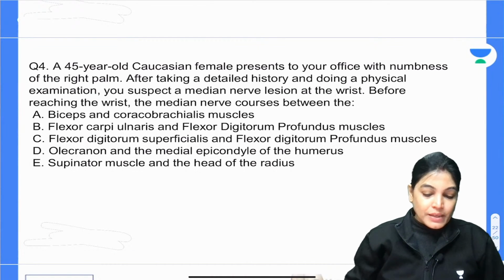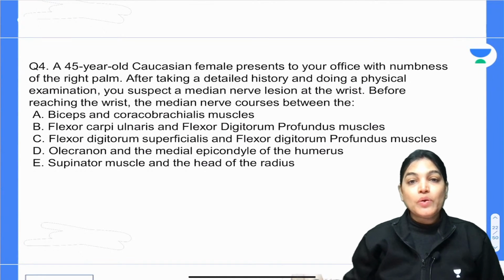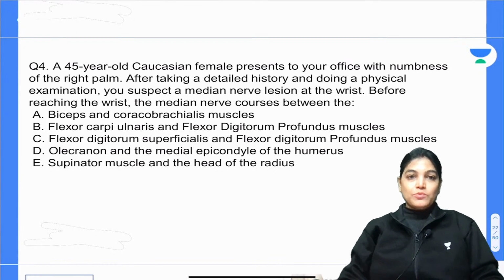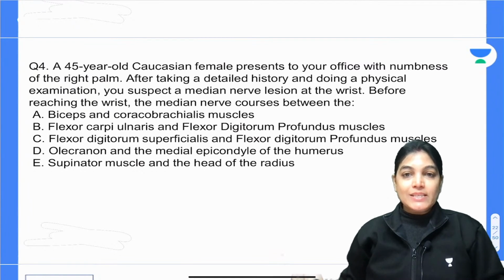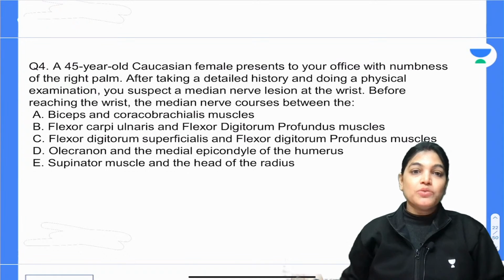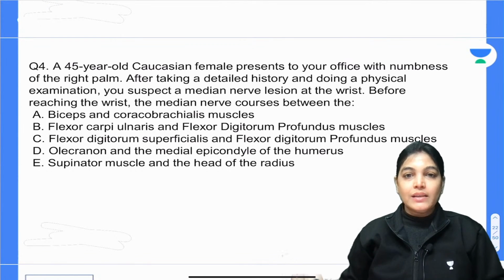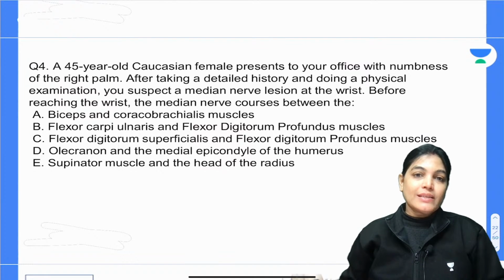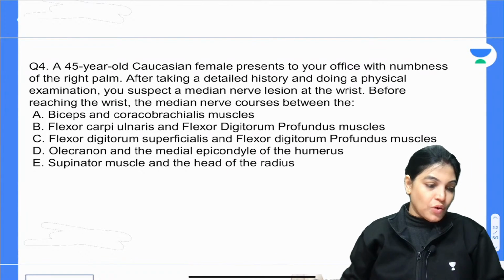A 45-year-old female presents to your office with numbness of right palm. After taking a detailed history and doing a physical examination, you suspect a median nerve lesion at the wrist. Before reaching the wrist, the median nerve courses between which of the following structures?